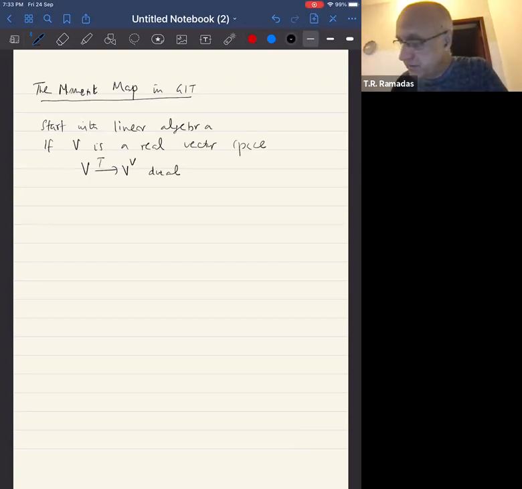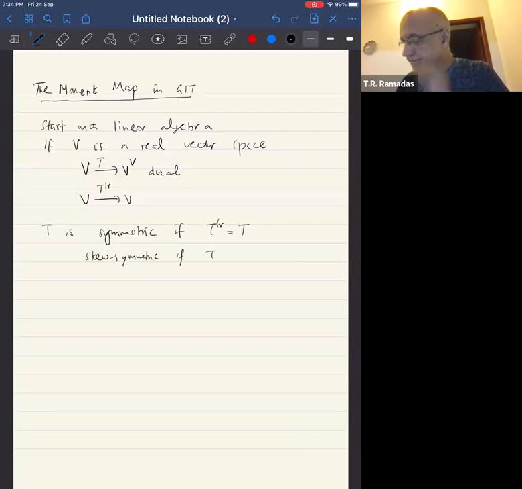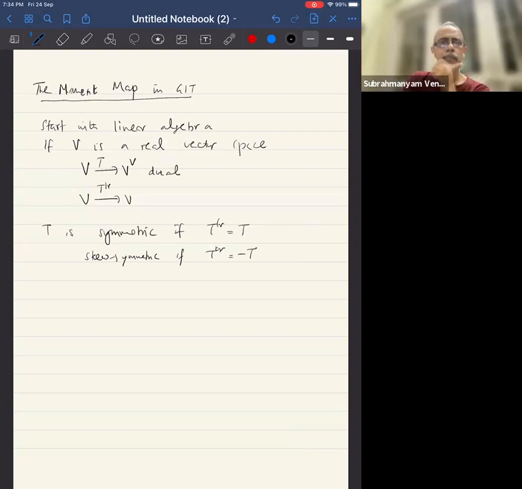So if you call it T transpose, T is symmetric if T transpose is T, and skew symmetric if T transpose is minus T. So supposing I'm given such a map, both of these give you bilinear forms on V.